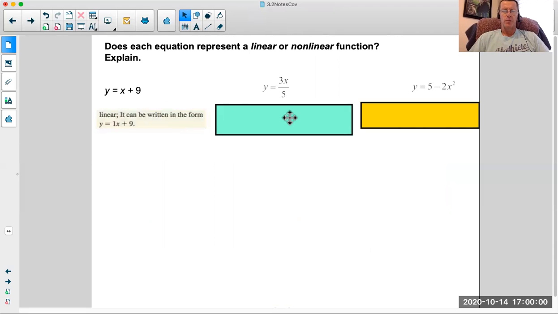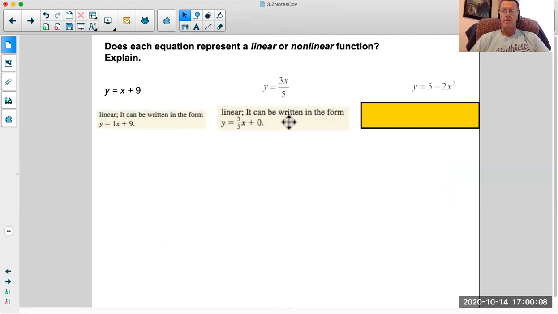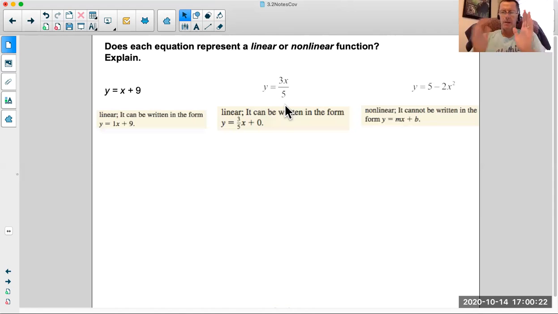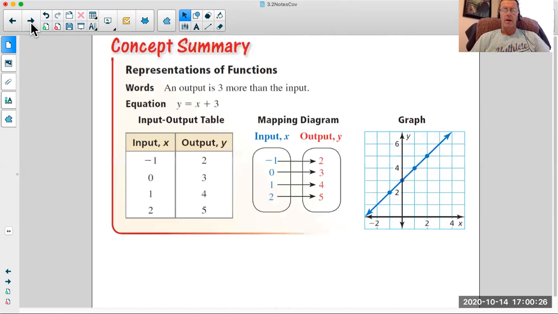Okay, hopefully you said this one is linear, right? You could always write 1x plus 9, not that we ever do, but we know that the one's there. What about this one? Yeah, we could write this as 3/5 x, and then we could always put a plus 0 in the end. Is it in the form of y equals mx plus b? Yeah, it sure is. What about this one? x squared? Nah. By the way, if you go and graph this, you'll see it's actually going to be in the form of a parabola. All right, on we go.